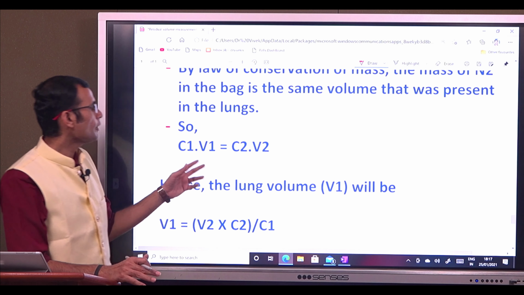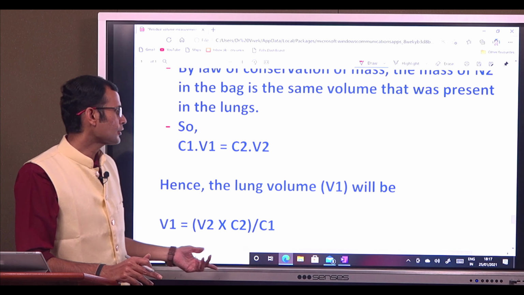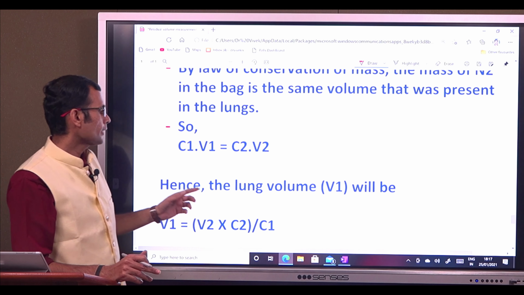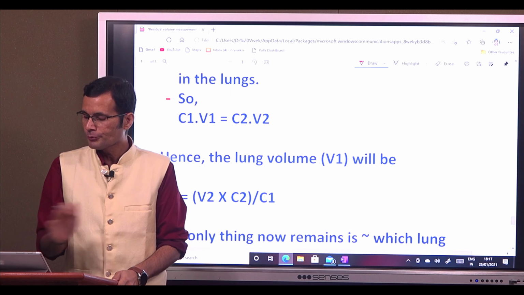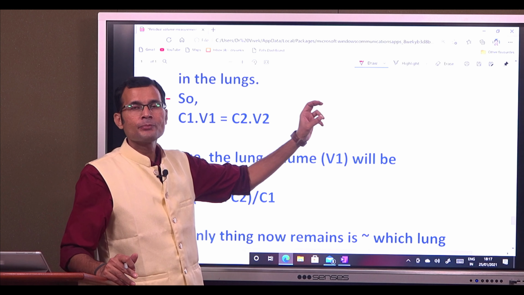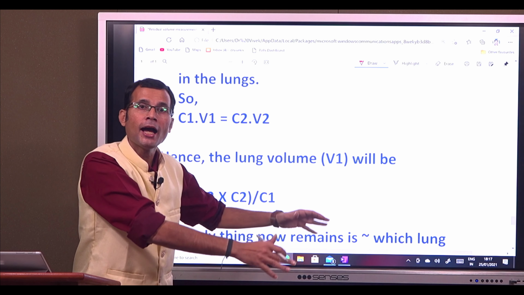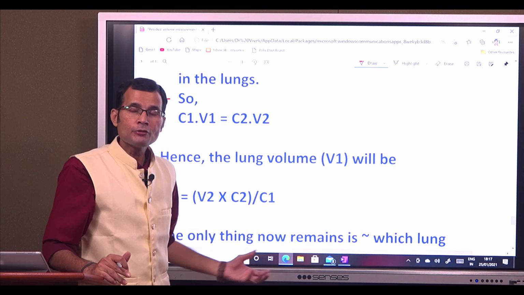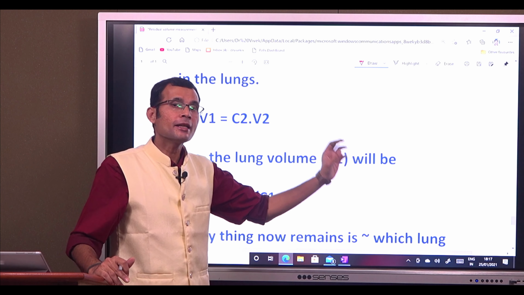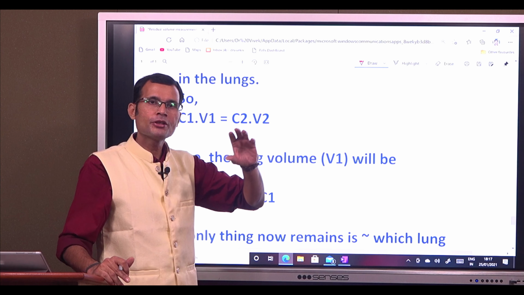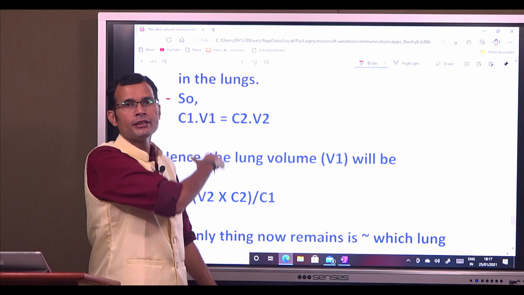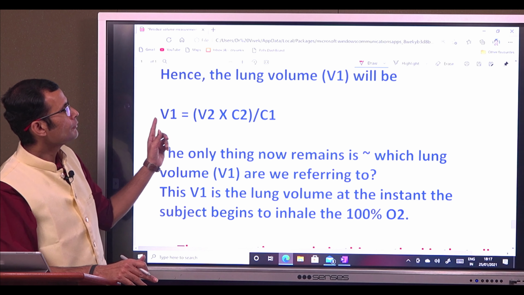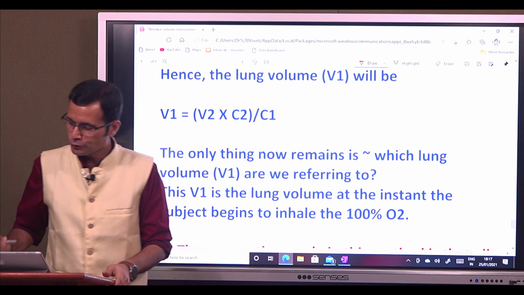So, C1, V1 are the initial concentration of nitrogen and initial volume. C2, V2 are the final concentration of nitrogen and the volume of nitrogen collected in the bag. That was the nitrogen volume which was present in the lungs. If you understand that, that is the V2 finally which came out. So, C1V1 is equal to C2V2, of course.